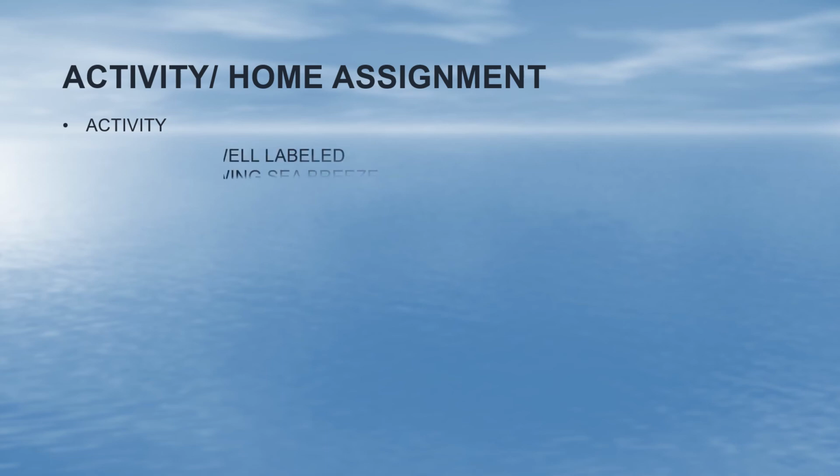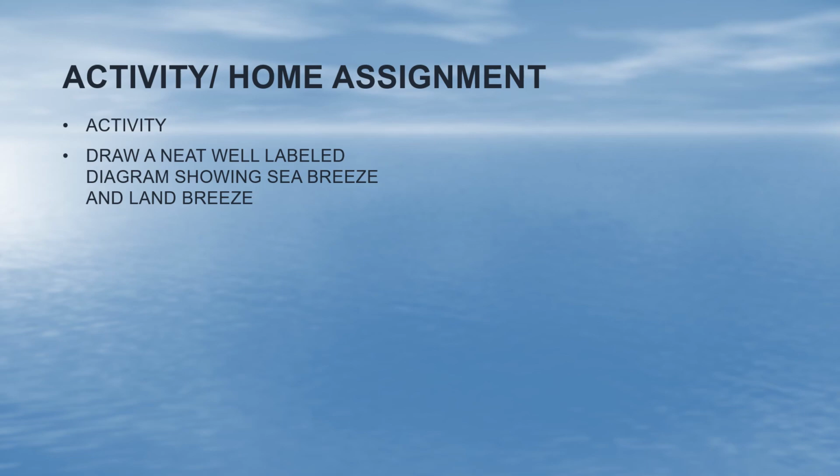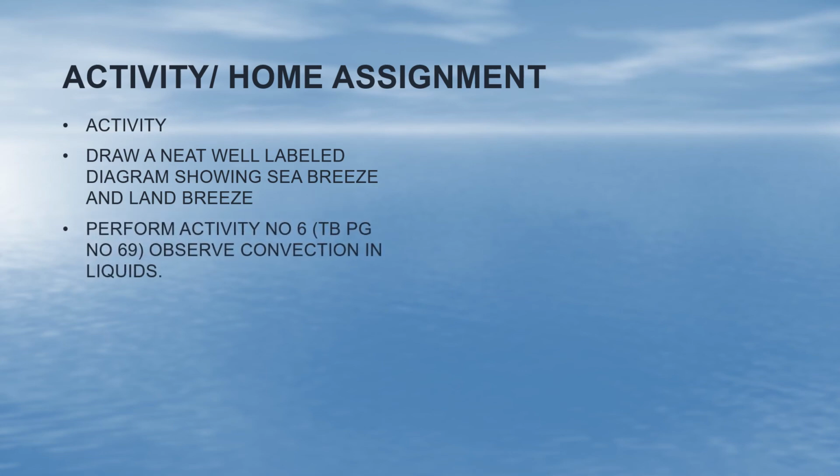Now, what are the activity and home assignment you have? You have an activity: draw a neat, well-labeled diagram showing sea breeze and land breeze. The next activity is given in your textbook on page number 69. Perform that activity at home. Observe the activity and write the aim, the procedure, everything in your homework book.